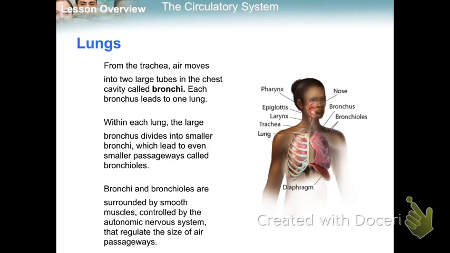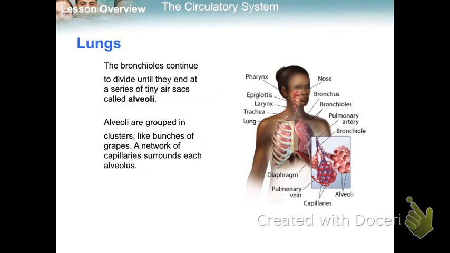From the trachea, there's a fork in the road. There are two large tubes called bronchi. Each one leads to a lung. Then the large bronchus divides into smaller bronchi, and they divide up into smaller passageways called bronchioles. The bronchioles will divide until they end up in these little grape-like clusters called alveoli.